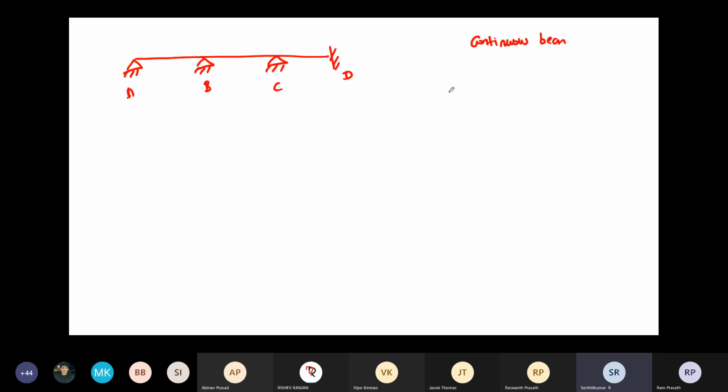Continuous beam means the beam is running continuously throughout the length, and we are having supports. Okay. The beam is a single length of beam. Supports are there like this, like this, like this. The beam is going to continue, continuously going on. So when it deflects, it will try to deflect like this.